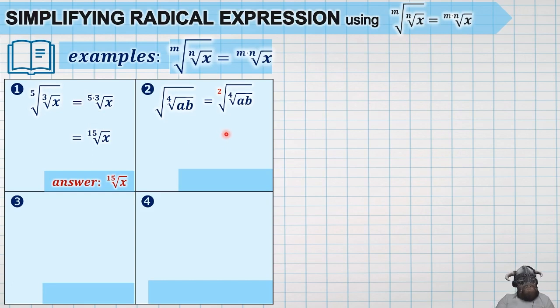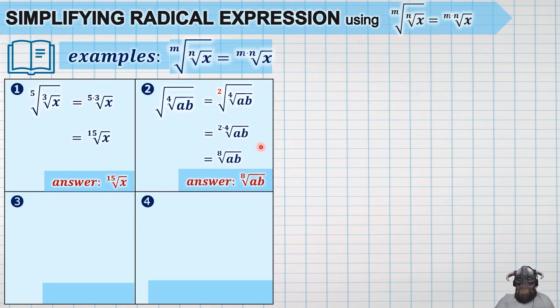All we need to do is to multiply the exponent. So, we have 2 times 4. That will be equal to 8. So, we have the eighth root of AB. So, yan na yung magiging final answer natin. So, medyo madali itong type nung radical expression na to.